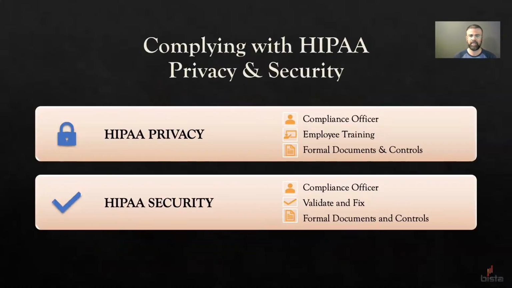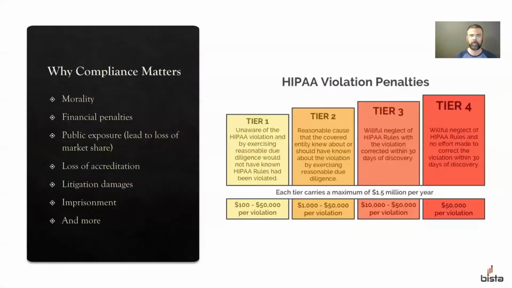So complying with HIPAA privacy and security requirements is multifold. It includes some administrative processes which you need to implement as a company and institute formal documents and controls. In this talk, we are limiting ourselves to the enterprise applications which you use on a regular basis.